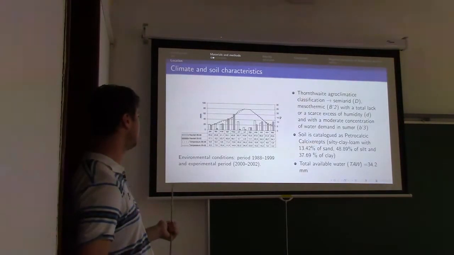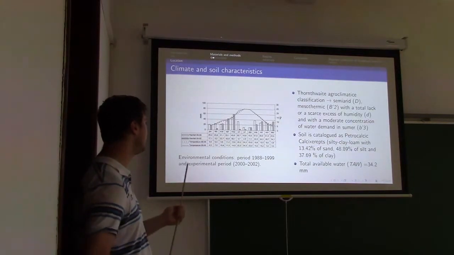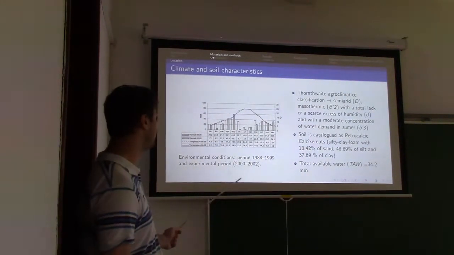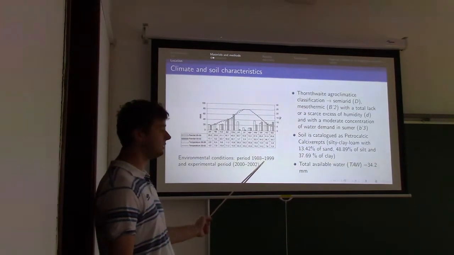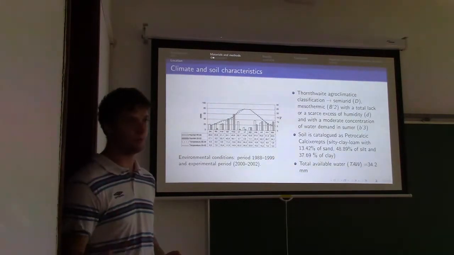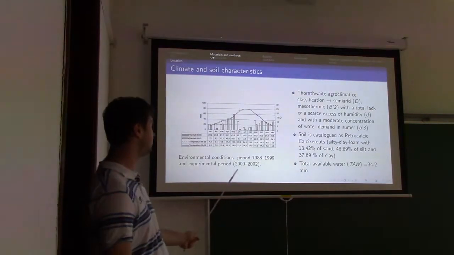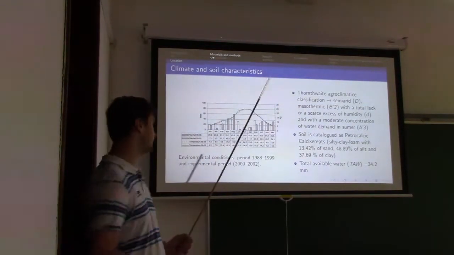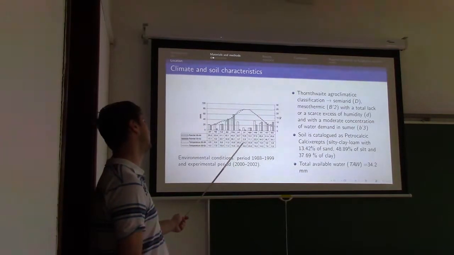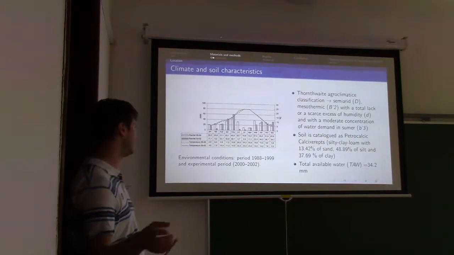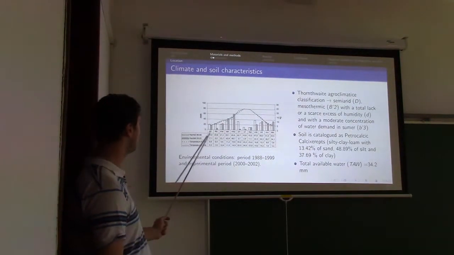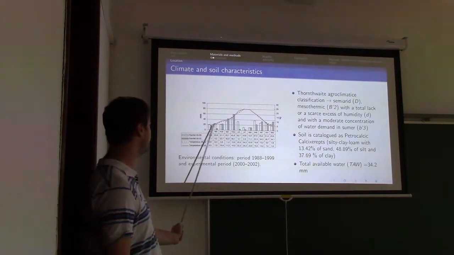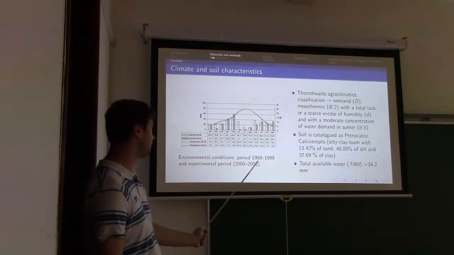Important for us is how the climate is on that farm. For environmental conditions we have two periods. One is a reference period from 1988 to 1999, and we have our experimental period when the measurements were done, from 2000 to 2002. We can see that the coldest month is January with a temperature around 5 degrees Celsius, and the warmest month is July with a temperature of 24 degrees. Gray is our experimental period, and white is the reference period from 88 to 99.